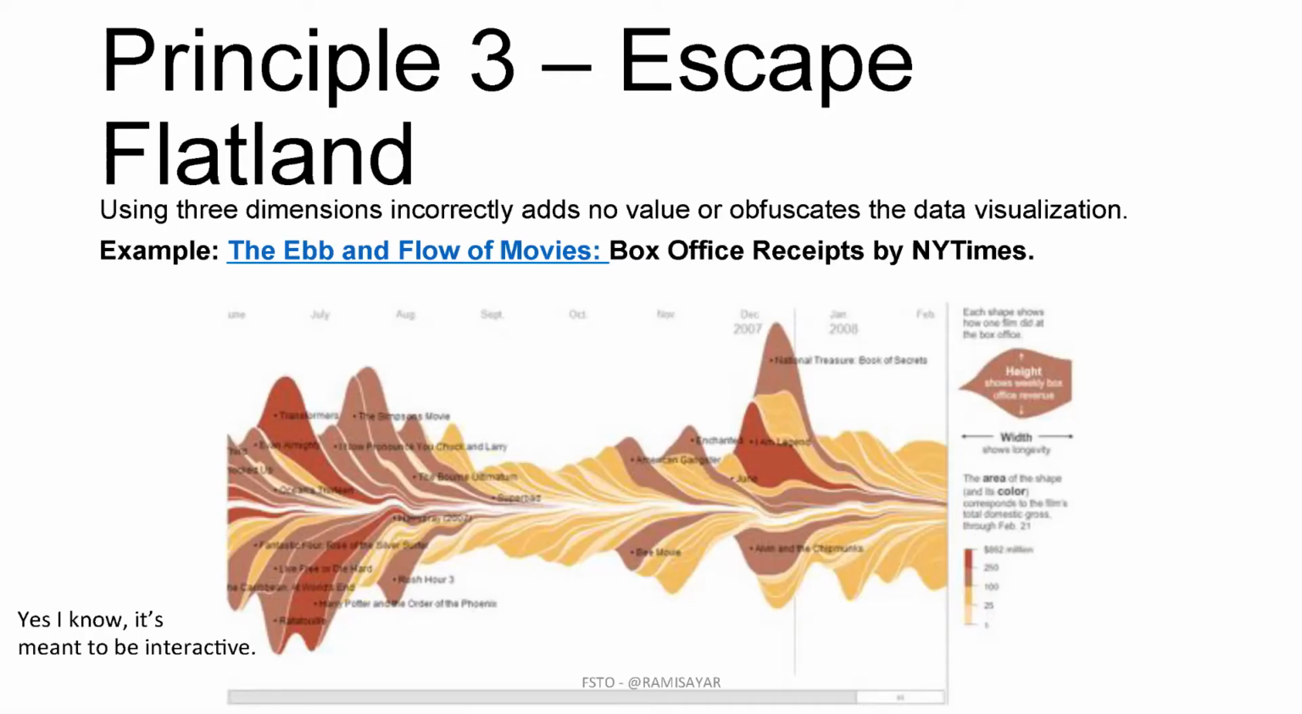Here's an example where three dimensions adds practically no value and just makes things a lot more complicated to understand. And yes, I know that it's interactive, but it's three-dimensional and interactive, and just looking at it is completely confusing. Each shape basically shows how one film did at the box office, but they've overlaid all the films on top of each other. So it just looks like I have no idea what's going on.